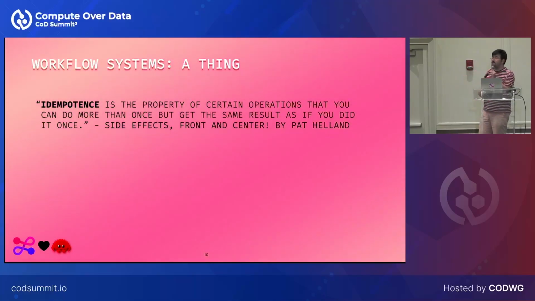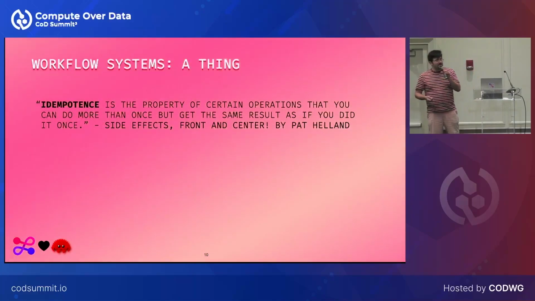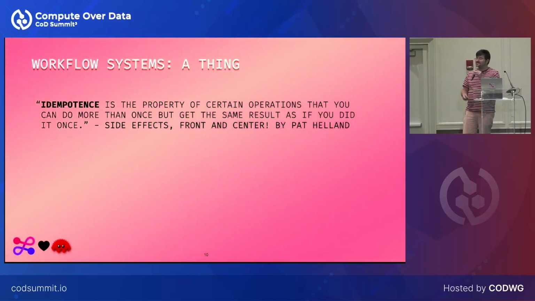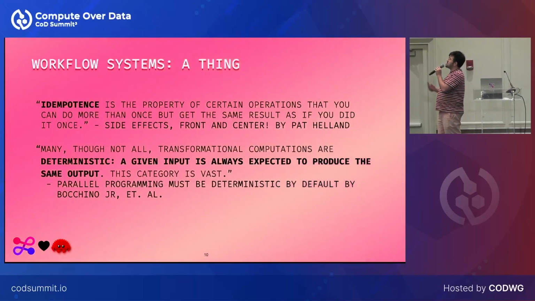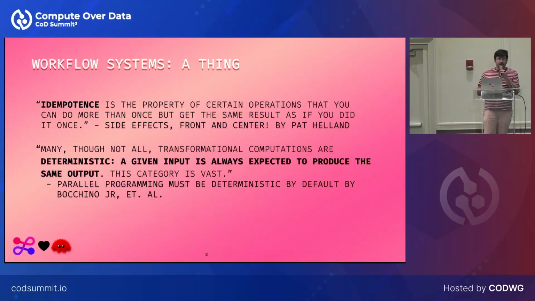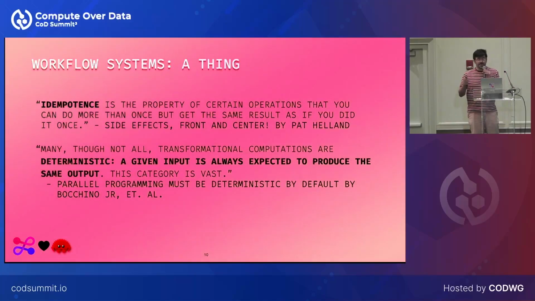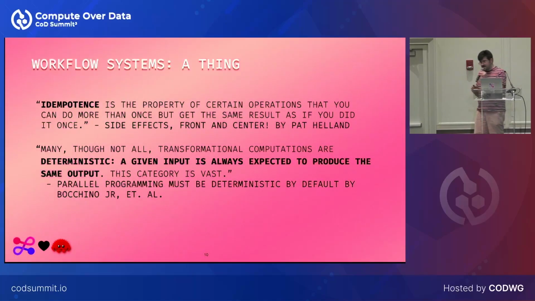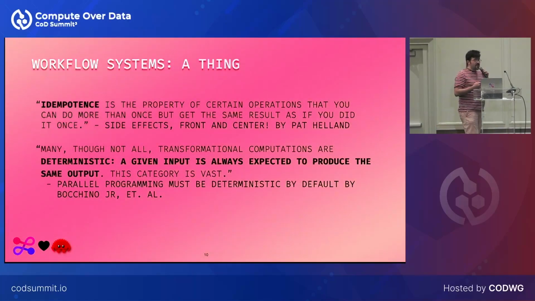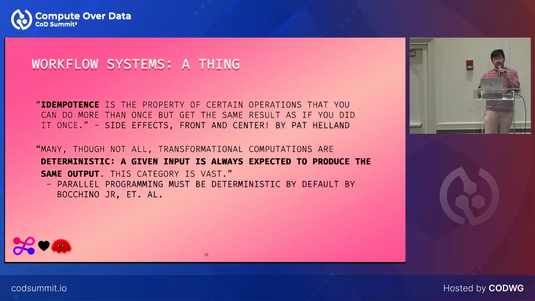This came from Pat Helland, if you love reading about immutability and idempotence, and actually he has a great blog post about determinism as well. And so what is determinism, right? This is a definition from an interesting paper on parallel programming, but essentially it's saying many, though not all, transformational computations are deterministic. Definition: a given input is always expected to produce the same output. This category is vast. And so there are times when you're working in compute and you're thinking about a series of functions that you want to run where you might just have something that's just deterministic, just idempotent, or both.